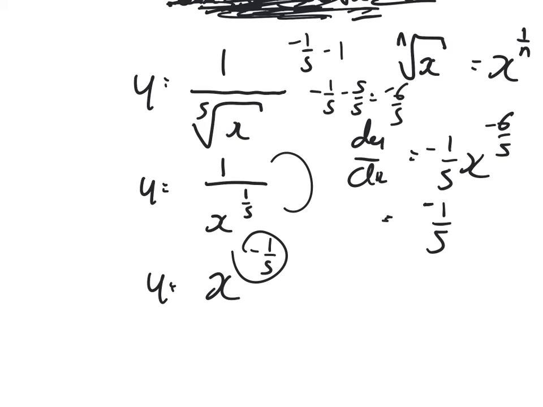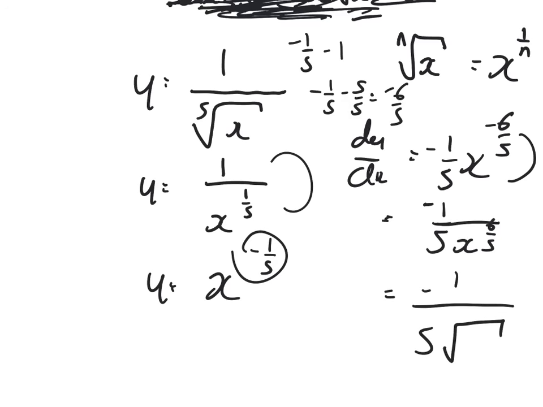Okay, so I can now bring the power back down, and that will be minus 1 over 5x to the positive 6 over 5. Finally, reintroduce the root symbol, minus 1 over 5 lots of the 5th root of x brought to the power 6.